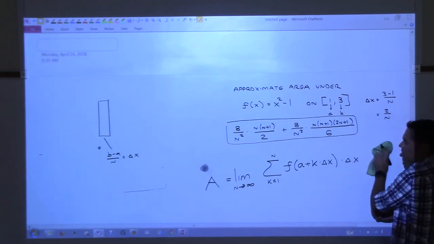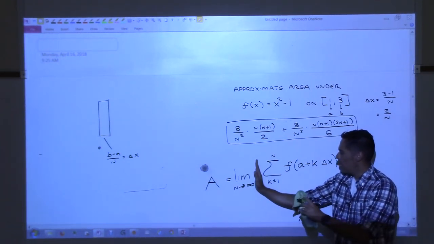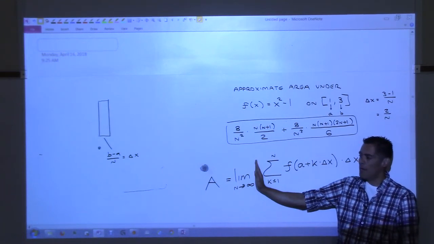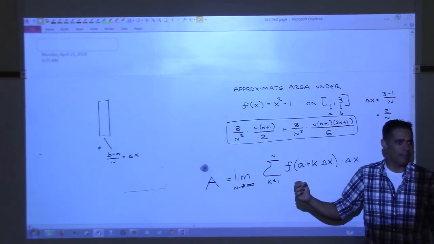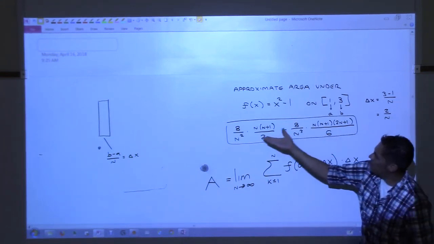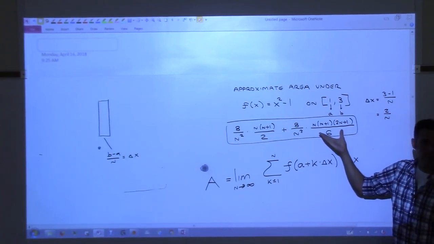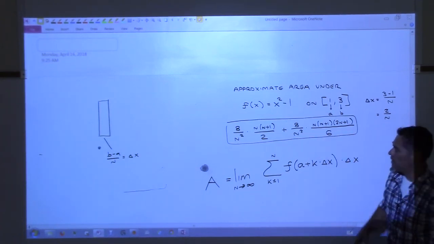So that's the formula I gave you before, to the right of my hand, that's the formula that we did, and we said that's the approximate area. All we have to do is add a limit out to the front. If we add the limit, that will give us the true area. So let's go back to this, and let's take the limit as n goes to infinity. Is that fair?